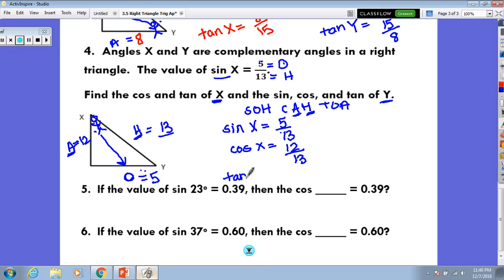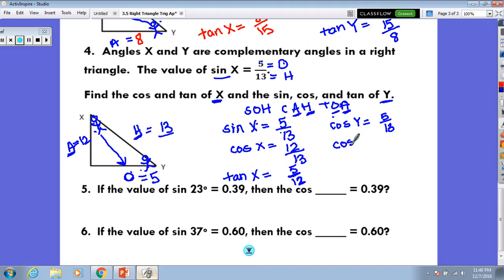And now we need to do the tangent of x. Well, the tangent is opposite over adjacent. So I'm looking for the o and the a. So the o is 5, that's opposite, and the adjacent side is 12. Alright, so now let's do the cosine of y. So that means I draw my figure down here, and it should be equal to 5 over 13. Because remember, sine and cosine of complementary angles should be the same.